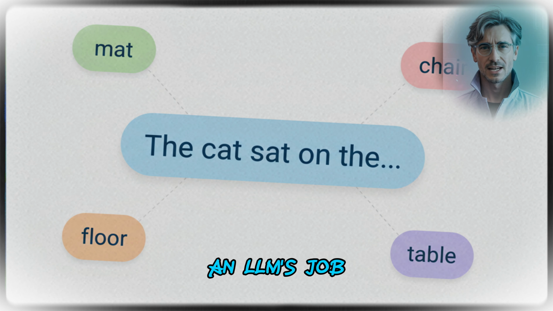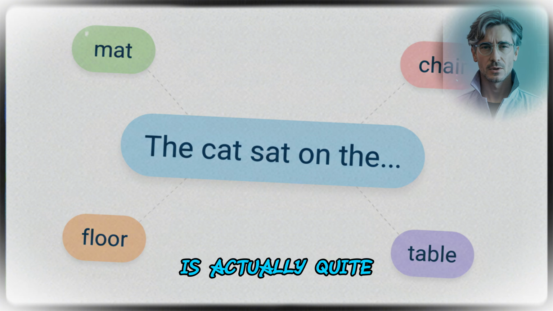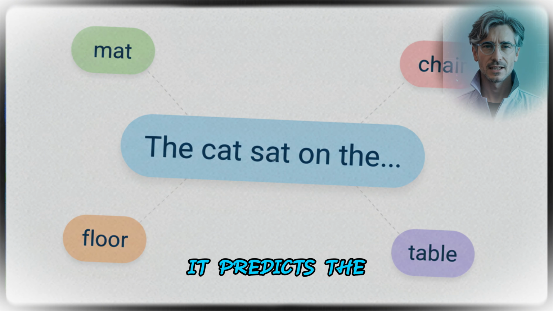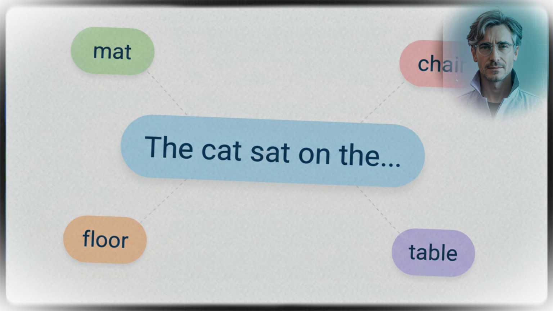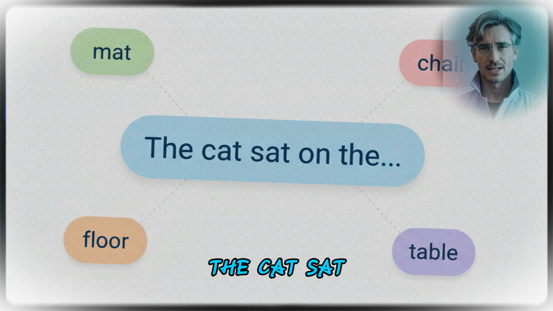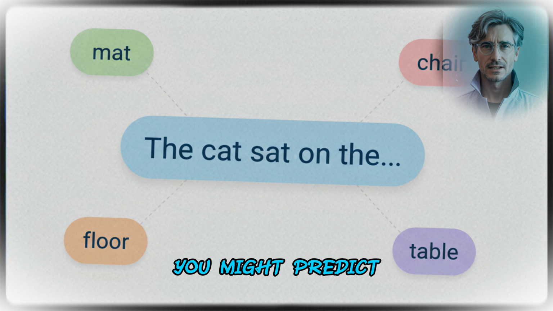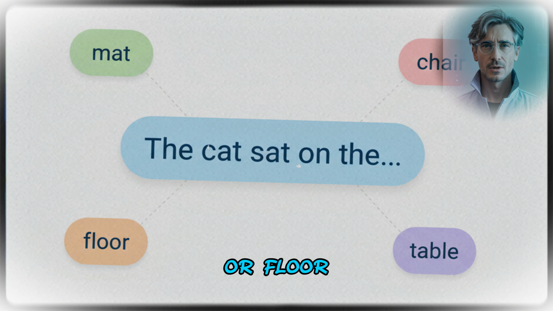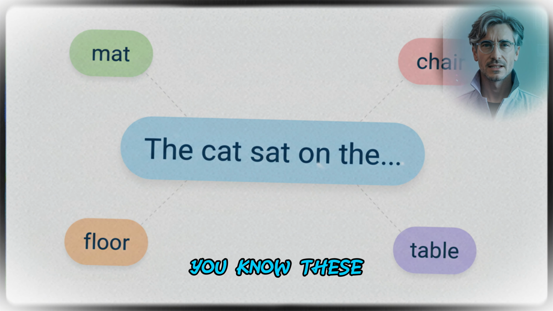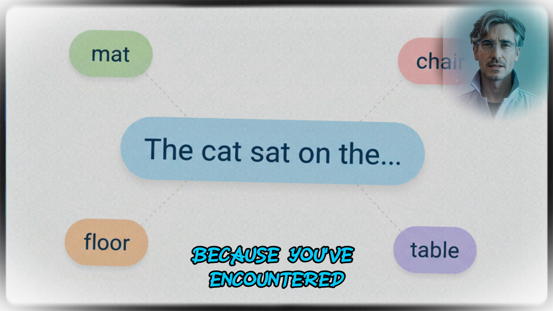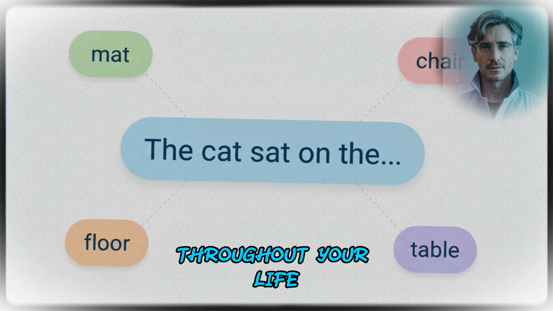Here's the surprising part. At its core, an LLM's job is actually quite simple. It predicts the next word in a sequence. If I give you the sentence, "The cat sat on the," you might predict mat, or chair, or floor. You know, these are reasonable completions because you've encountered similar patterns throughout your life.